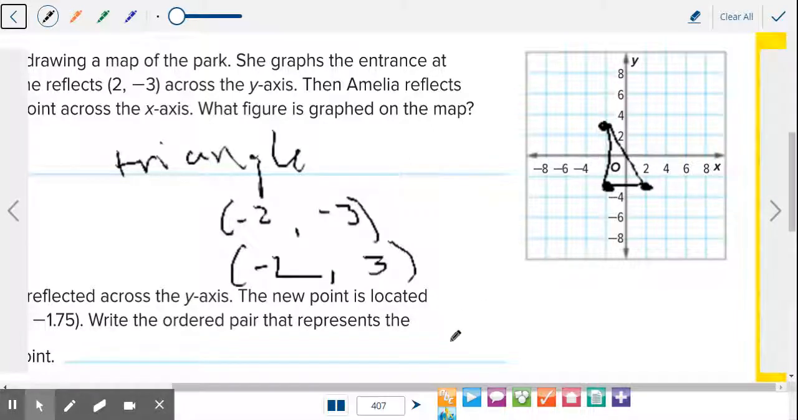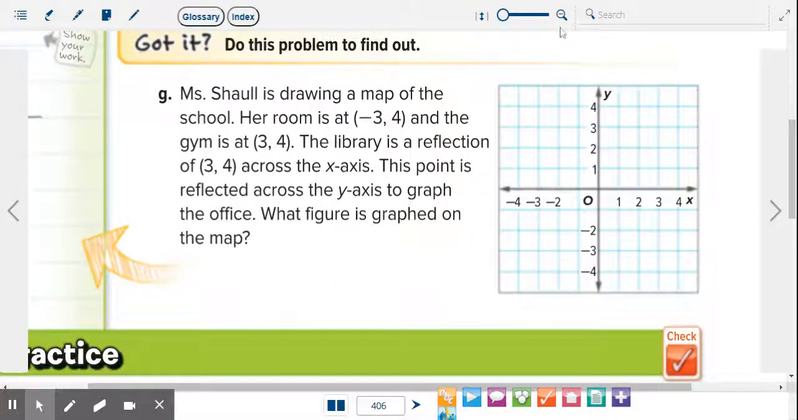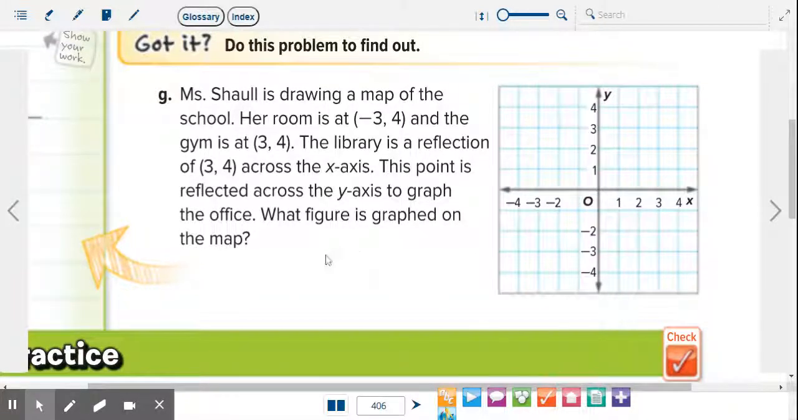Okay, so read through it. Take your time. I'll leave this right here. So start with the first point and go from there. Remember the rules of reflection. So letter G on page 406. Right here. Read through it. Take your time. So Miss Shaw is drawing a map of the school. Her room is at (-3, 4), and the gym is at (3, 4).